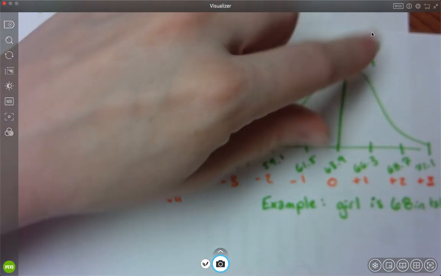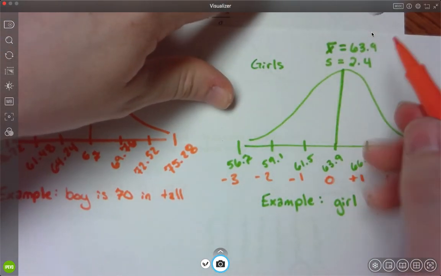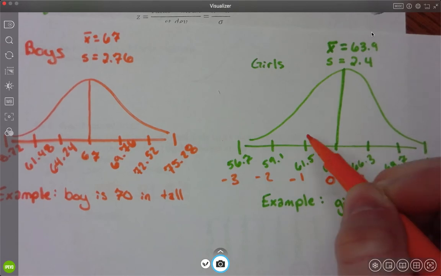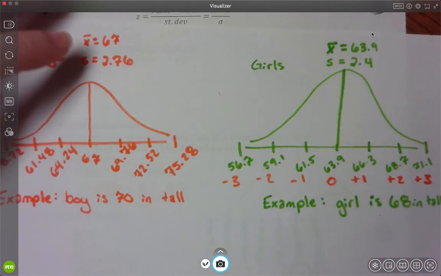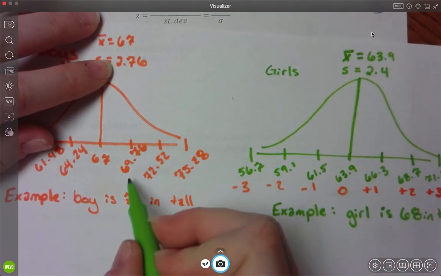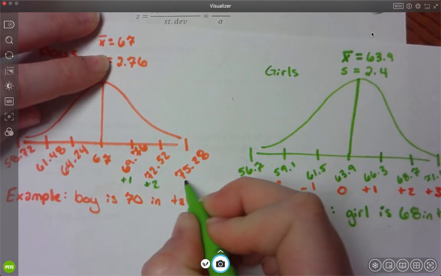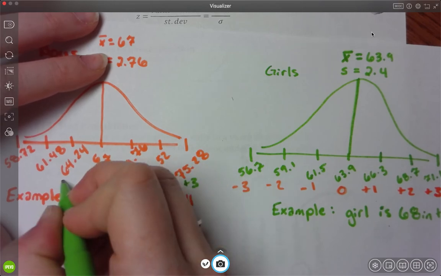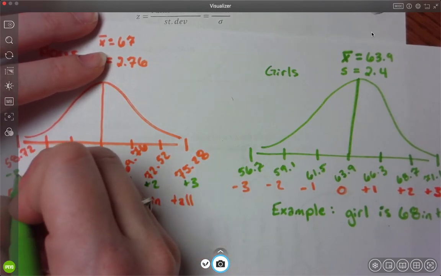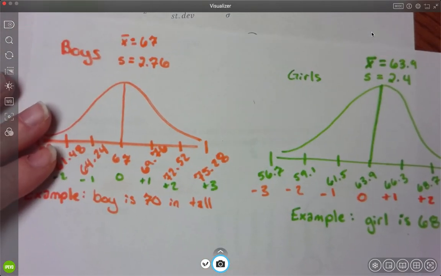Don't try to copy these down because you won't have time. So 2.4 is what I'm adding each time and subtracting each time. In the boys, I started with 67. I'm adding 2.76 once, adding it twice, adding it 3 times, subtracting it once, subtracting it twice, subtracting it 3 times. Okay, so that's what those are.